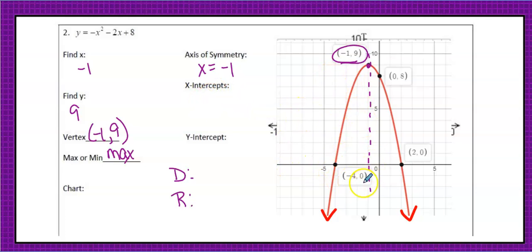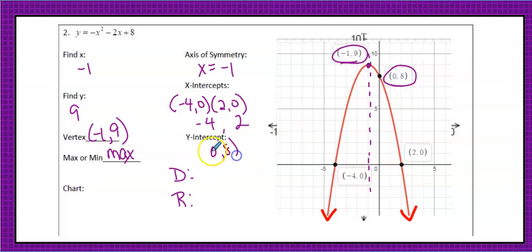The x-intercepts, I can see what they are. You can write them as ordered pairs, or you can just write -4 and 2, but do not put it in parentheses, because if you put it in parentheses, that's an ordered pair, and that's wrong. The y-intercept is up here. It is at 0, 8.